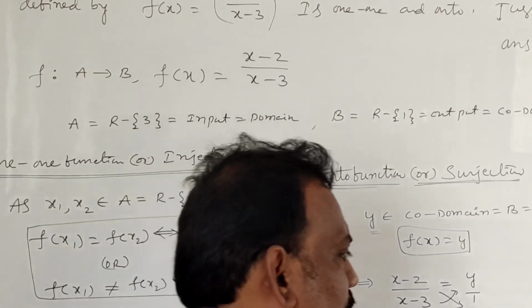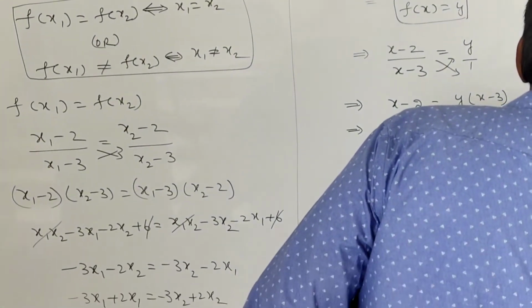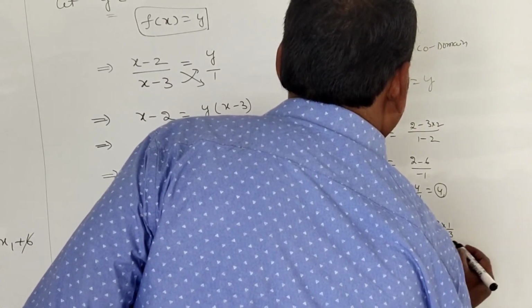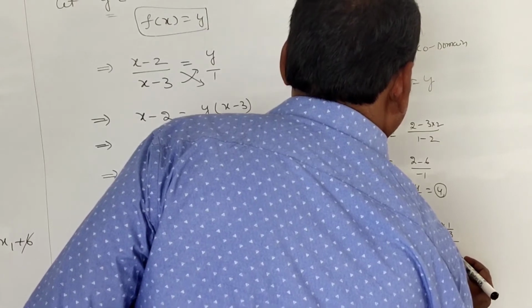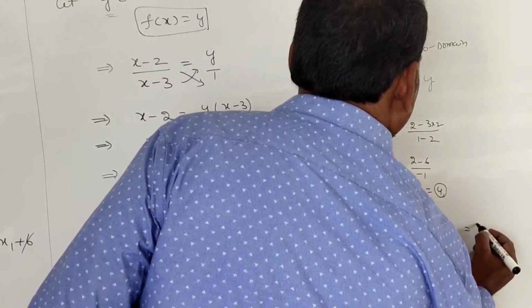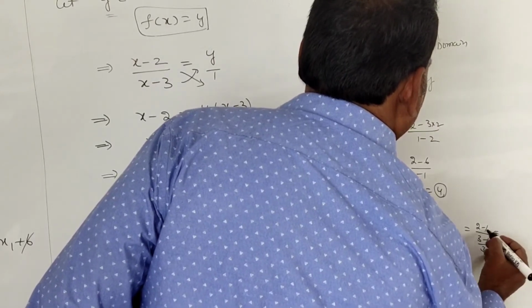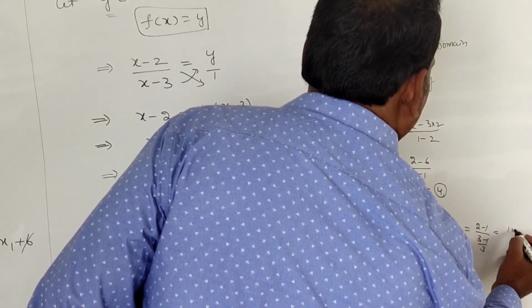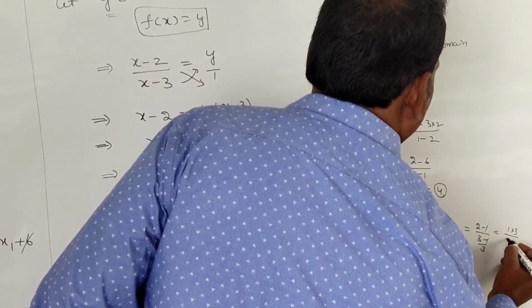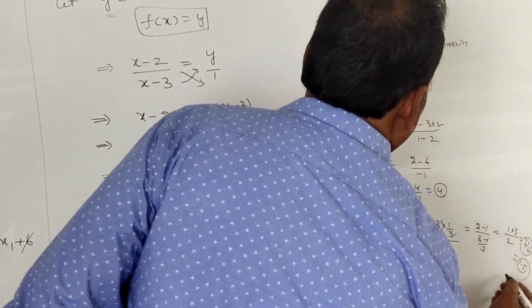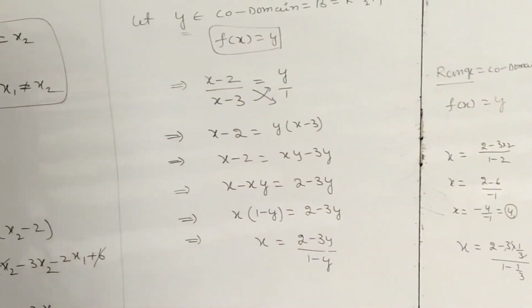Sir, not only 2, you can take a fraction. x is equal to 2 minus 3, and I am taking the value 1 by 3, upon 1 minus 1 by 3. So the 3 gets cancelled. 2 minus 1 by 3, make it LCM: 3 minus 1 by 3. 2 minus 1 is 1, and this 3 goes to the numerator over 2. So you are getting 3 by 2. 3 by 2 means 1.5. 1.5 also exists here.